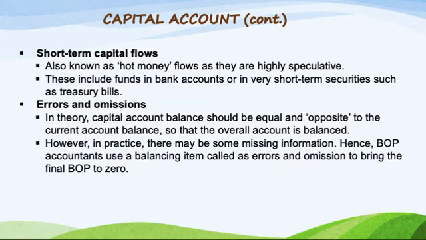And the last one is errors and omission. In theory, capital account balance should be equal and opposite to the current account balance, so that the overall balance account is balanced. However, in practice, there may be some missing information. Hence, BOP accountants use a balancing item called errors and omission to bring the final balance of payment to zero.